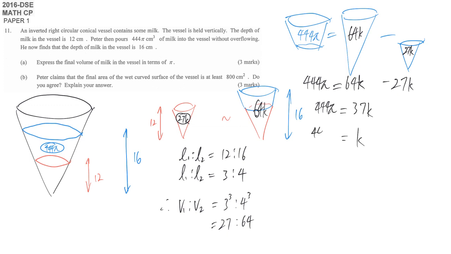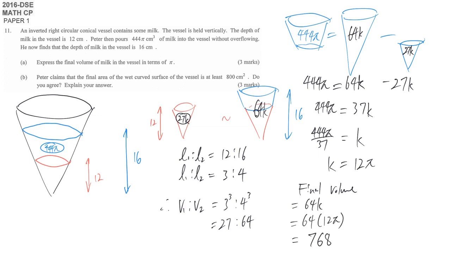So each unit is 444 pi divided by 37. K is equal to 12 pi. And then what it's asking is we have to find out the final volume. That means the final volume is this one. That's why the final volume is 64K. That means 768 pi cm cube.